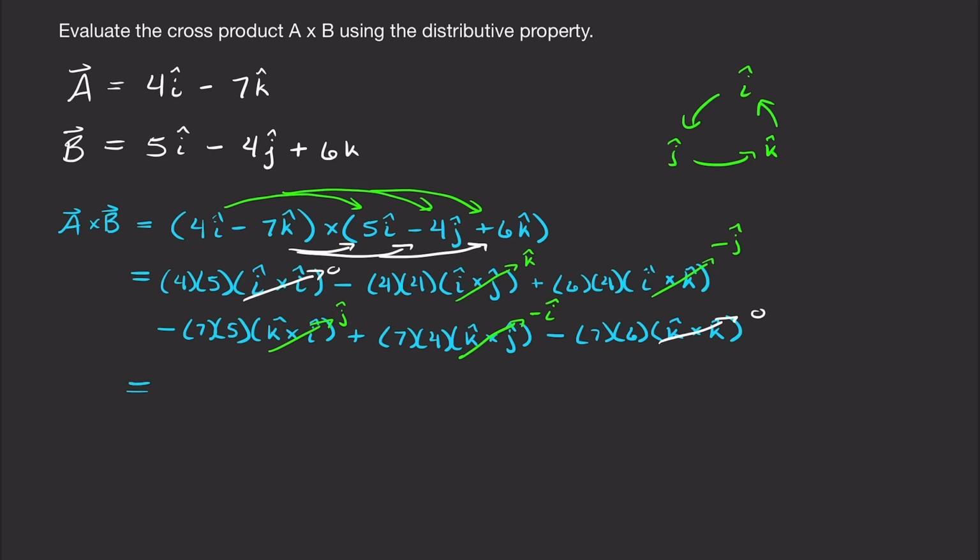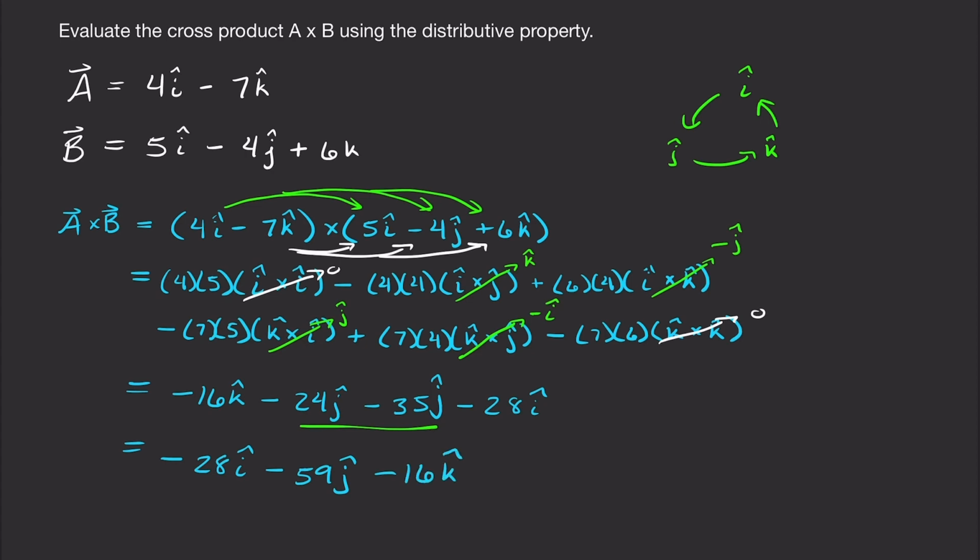So here the first term is 0, the second term is minus 16 times k hat, and then we get a minus 24 j hat. The third term we get a minus 35 j hat, and then minus 28 i hat, so all negatives. And now we just need to combine our like terms, and I'll put them in order: minus 28 i hat, and then minus 59 j hat minus 16 k hat.